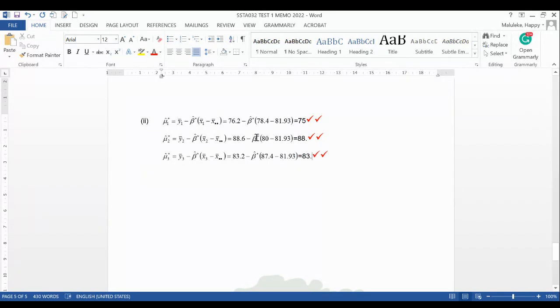So the B star, I think it was negative 0.071. Can someone help me with the B star value here? B star value, what was the value? Anyone who can help me, please?